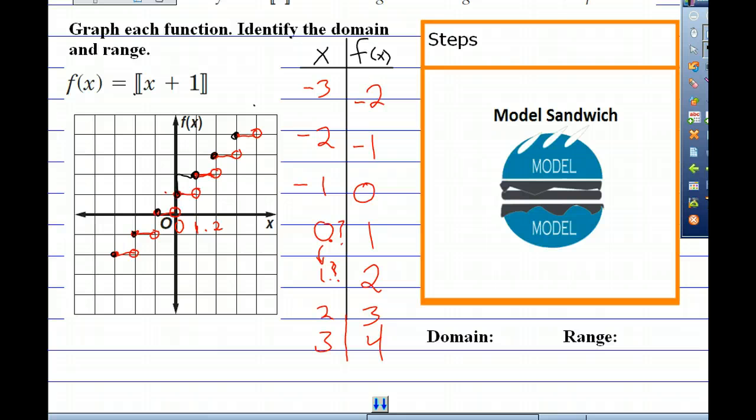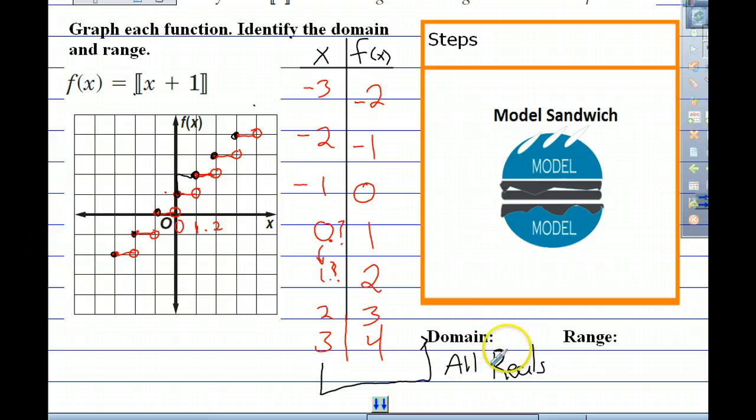All right, our fun part. What is domain and range? Remember, domain is kind of linked with our x's. What are we allowed to plug in? Yeah, we can plug in any number. Good, that's got that quick.